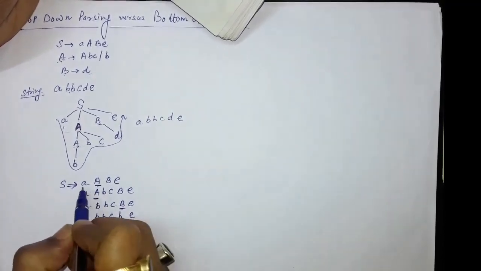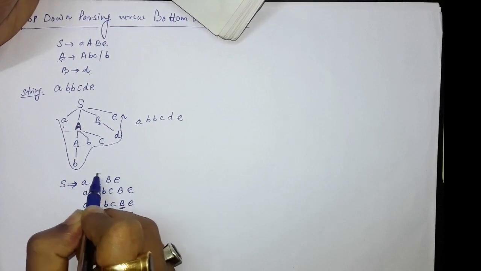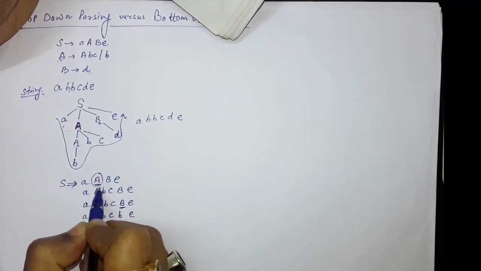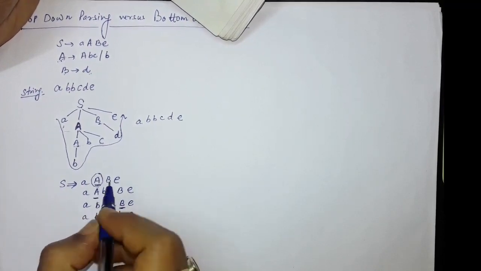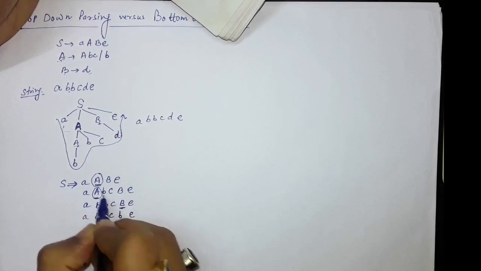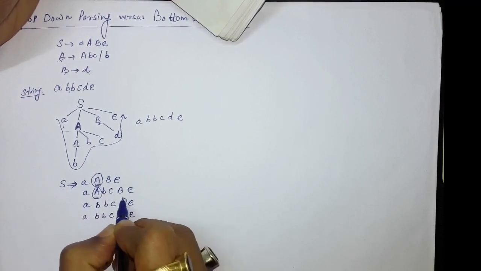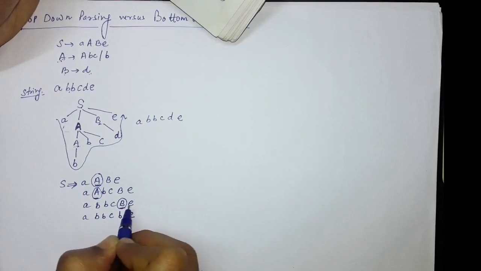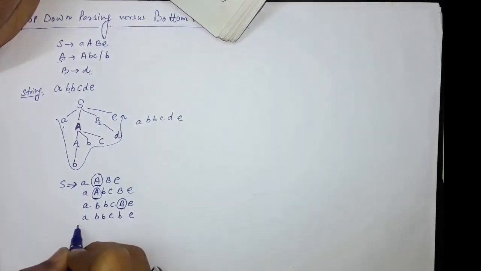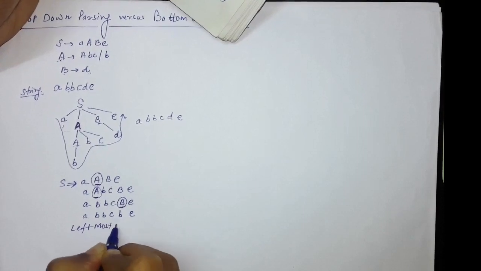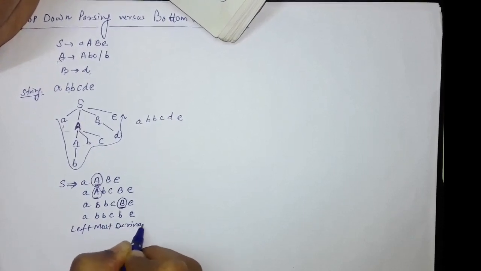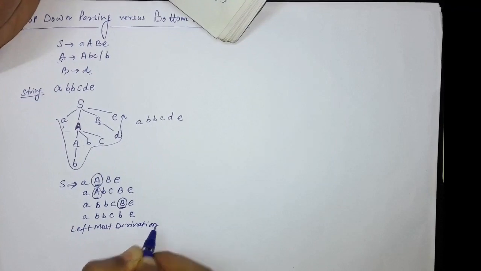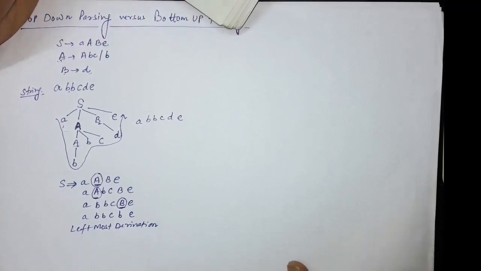So if you see what we have done here, we have actually taken the leftmost symbol and we have replaced it with the right hand side of that production. Then we have taken the leftmost symbol and replaced it. Similarly, we have taken the leftmost non-terminal symbol and replaced it. So what we are doing here is the leftmost derivation. So we can say that top-down parsing is actually the leftmost derivation.